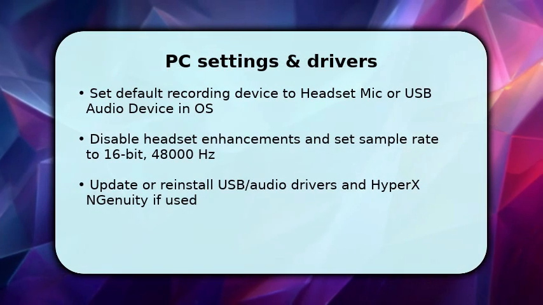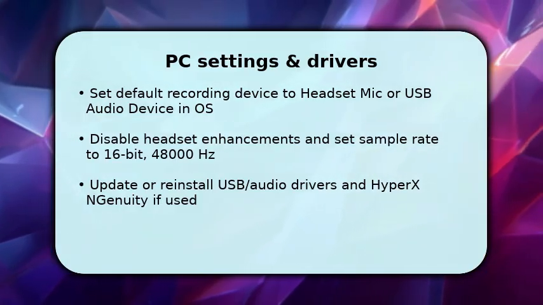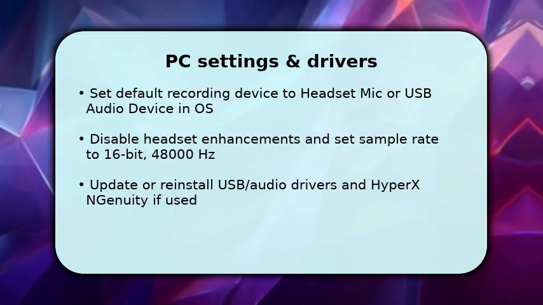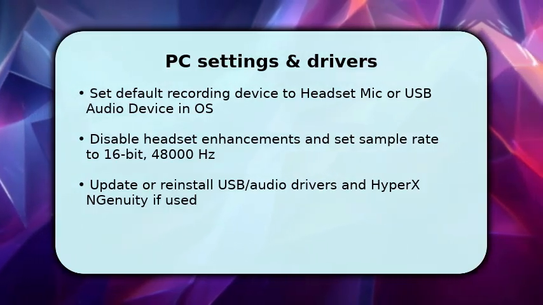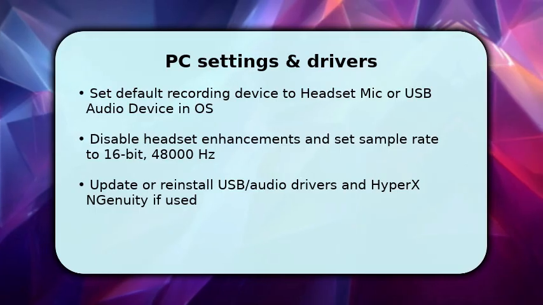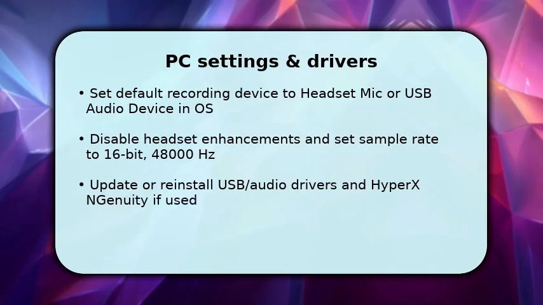You now focus on software. On Windows, open Sound Recording and pick the headset mic or USB audio device as default. On Mac, choose the device in Sound Preferences. Make sure microphone levels and boost are reasonable, then disable audio enhancements to avoid processing conflicts.